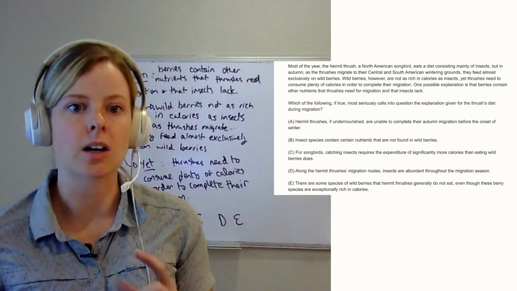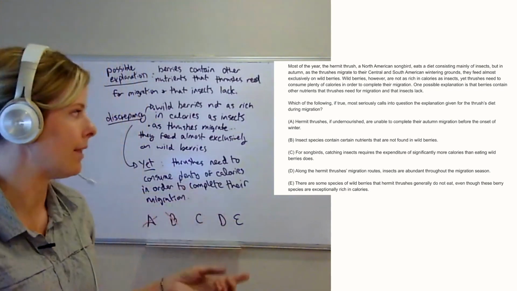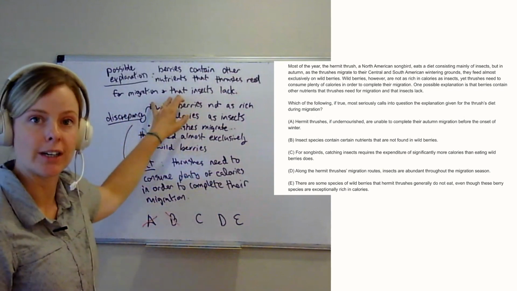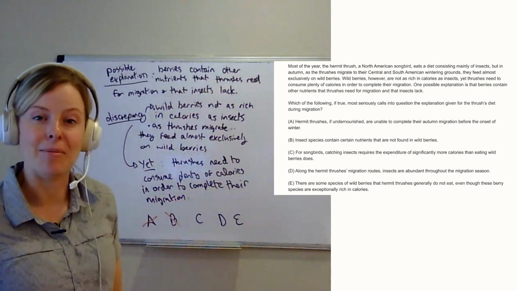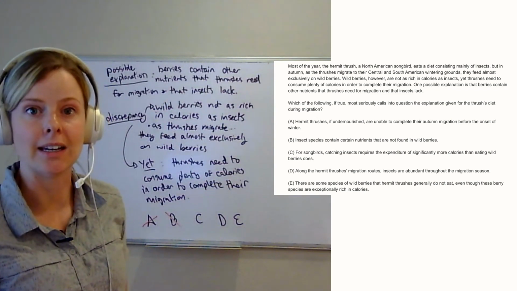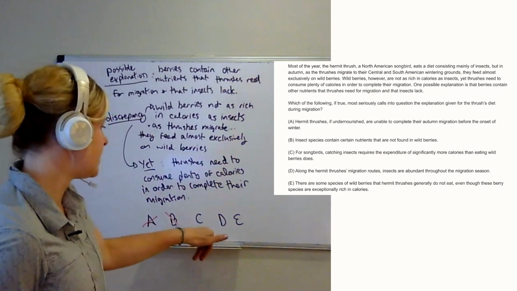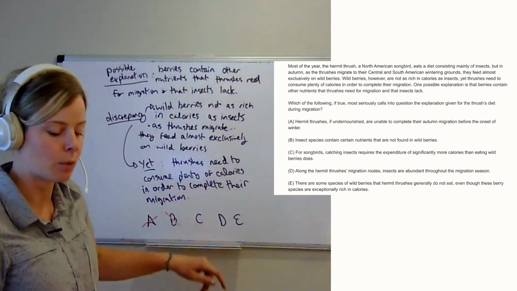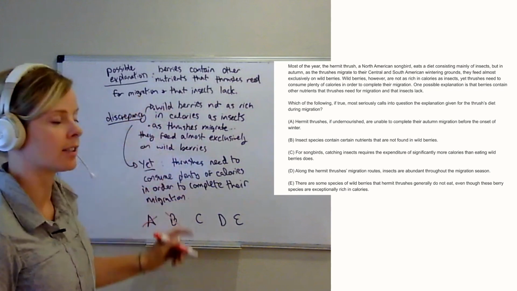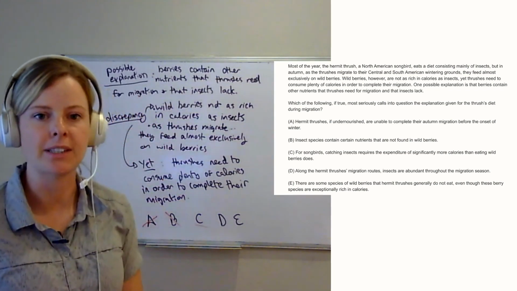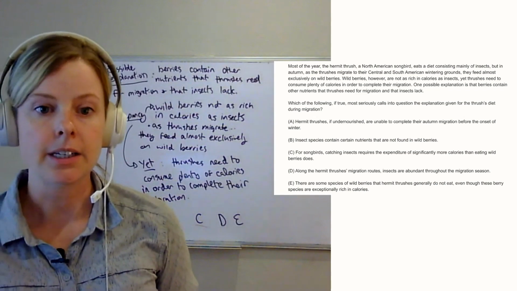What that gives us is this alternate reason for why they are making this switch. Perhaps it has nothing whatsoever to do with the nutrients, and it just is that they, on balance, end up with more calories when they eat wild berries than when they eat insects. So, because C provides this alternate reason why the thrushes might be making this switch, it does call into question the possible explanation that is discussed in the passage. So let's keep C.